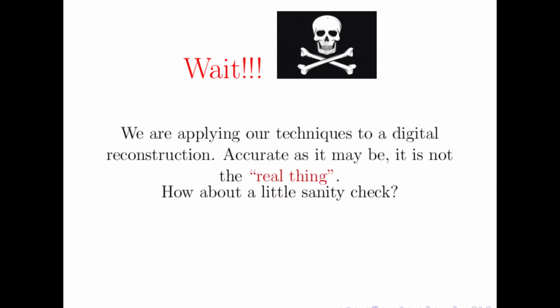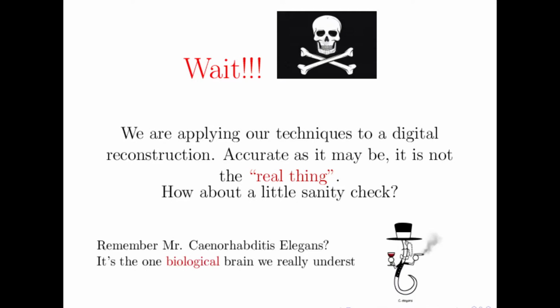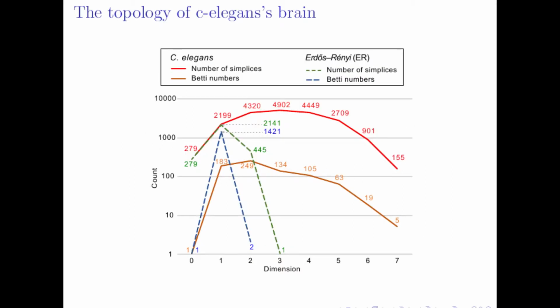So we are applying these techniques to a digital reconstruction. With all respect to the Blue Brain people, we have to have some sort of reality check, sanity check. So, we have a brain that we understand perfectly. We understand that brain as well as we understand the Blue Brain reconstruction. We know all the connections. So we do the same calculations for C. elegans. And here are the results.